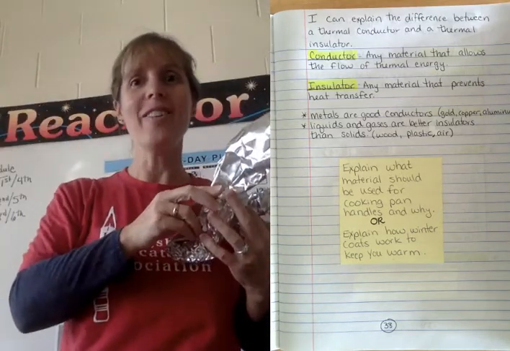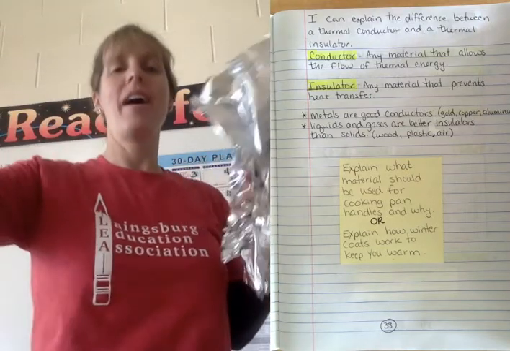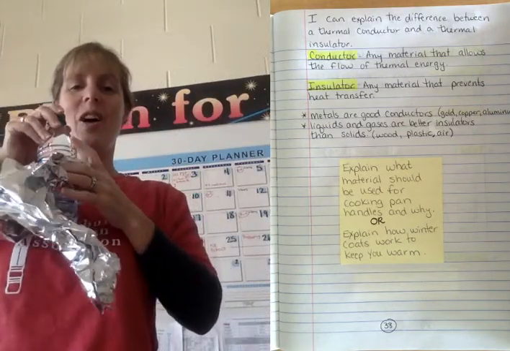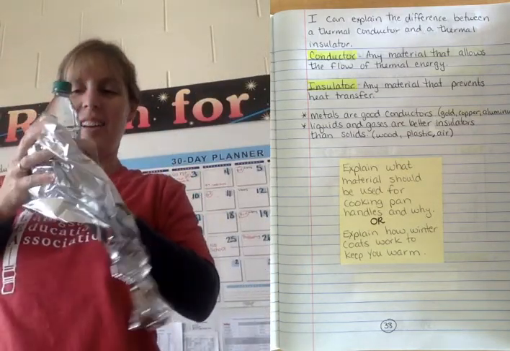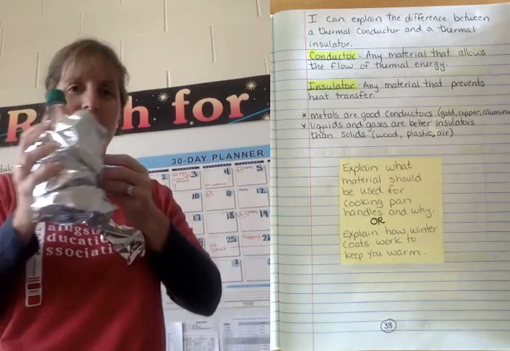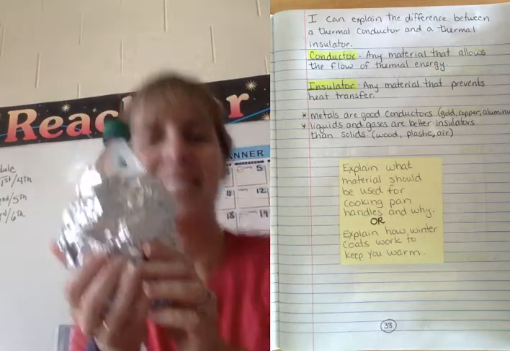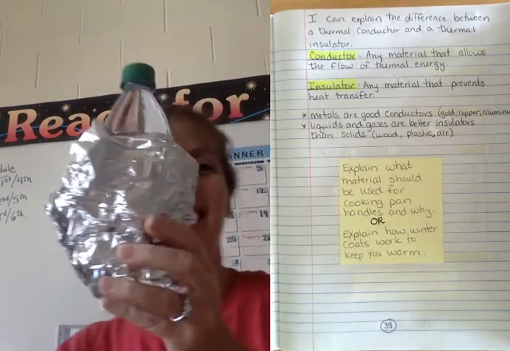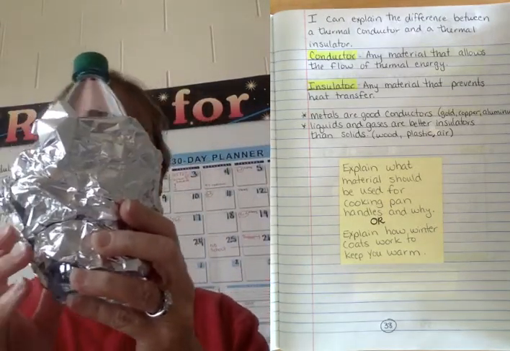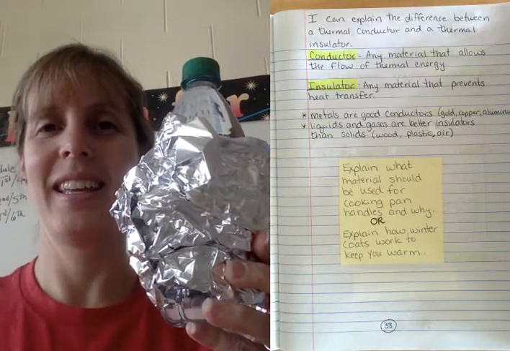Oh, I know what I can do. I can keep my drink cold. I'm just gonna put some aluminum foil around it and it will stay really cold. Yes, that foil is gonna keep my drink so cold.